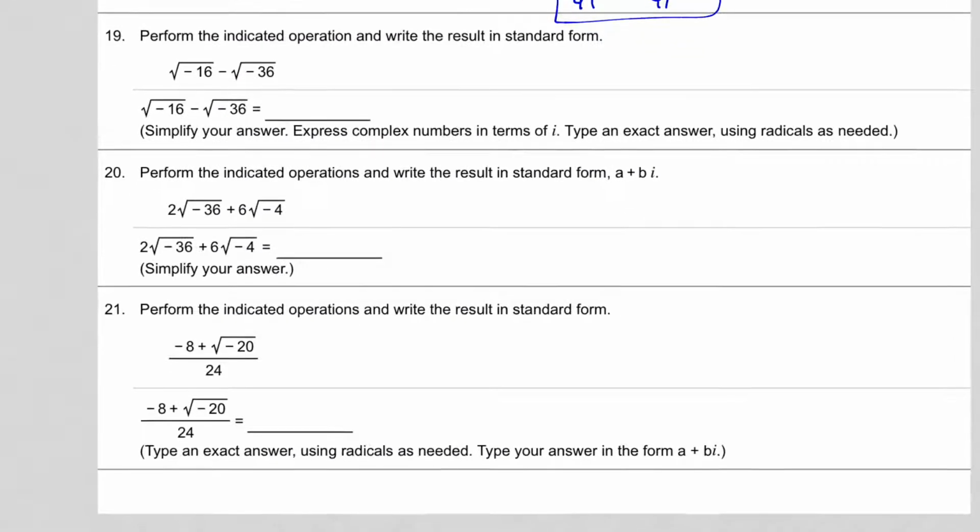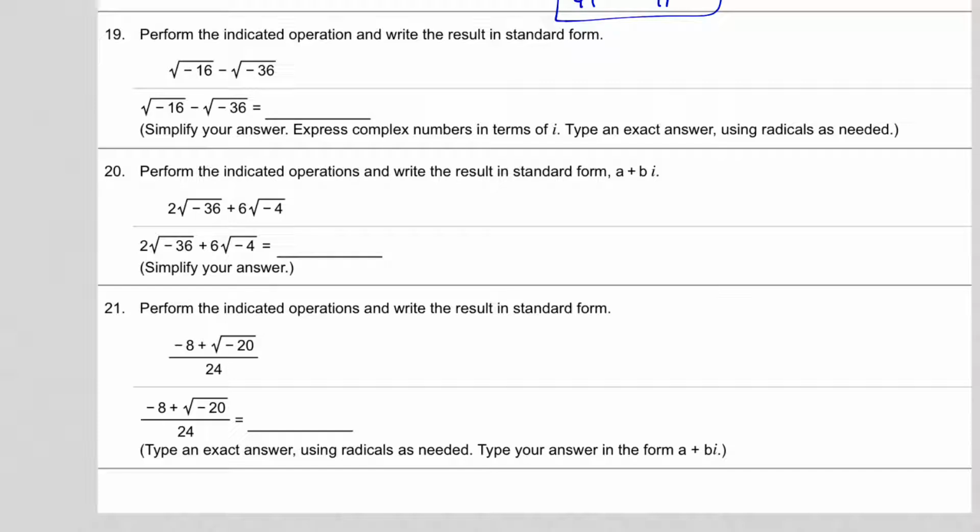Number 19 and 20 and 21 have radicals in there. So before you do anything, you need to take out the i's. I'm sorry, take out the negative 1, which the square root of negative 1 turns into an i. Because remember, this is i. So these are perfect squares, so this is going to be 4i minus 6i. That's just negative 2i.